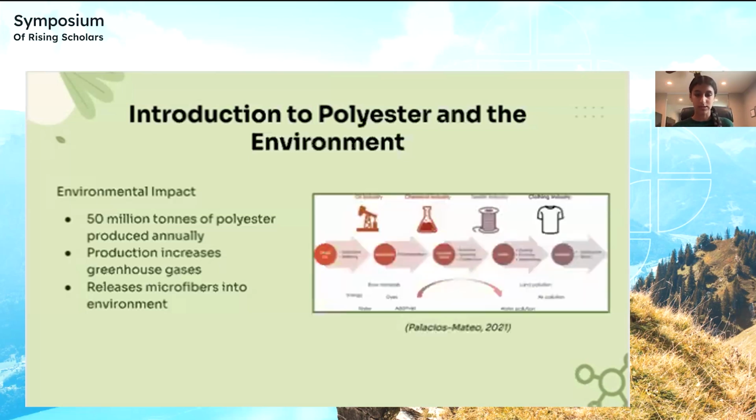Here is a visual representation of the production process of polyester and the different negative impacts that each step of the production process has on the environment. You can notice that the last part, like dyeing and distribution, can lead to land pollution, air pollution, and water pollution.